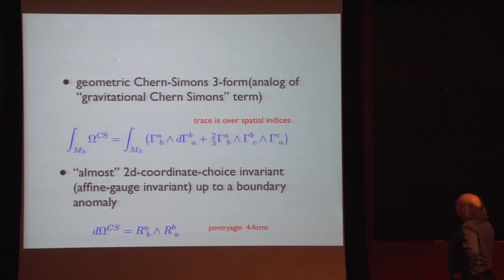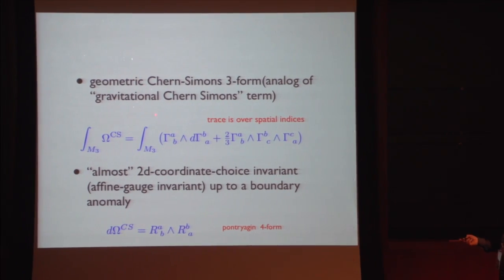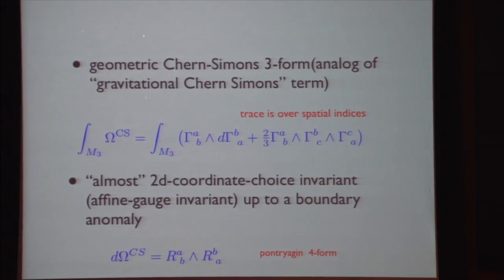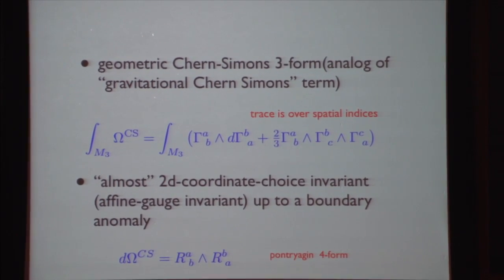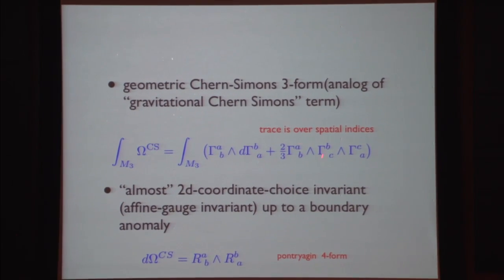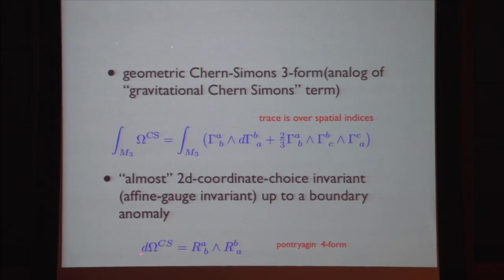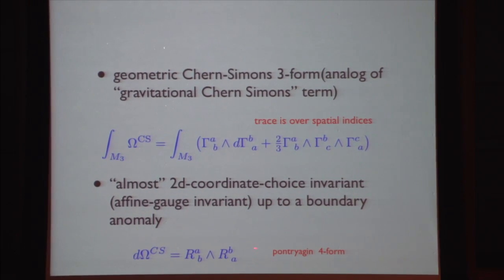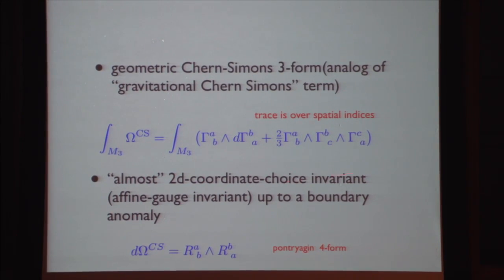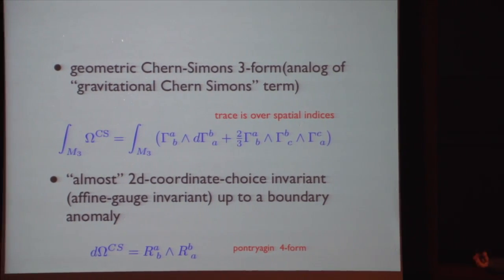Okay, and then we're going to come back to this at some point. Then we actually, out of this thing, if we want to write various coordinate-independent structures, we'll end up with something very much like the gravitational Chern-Simons form, except it's slightly different because we're tracing only over spatial indices. So I'm calling this the geometric Chern-Simons form. And of course, the exterior derivative of this is the Pontryagin form with the spatial indices. This is, again, almost coordinate independent up to the boundary.